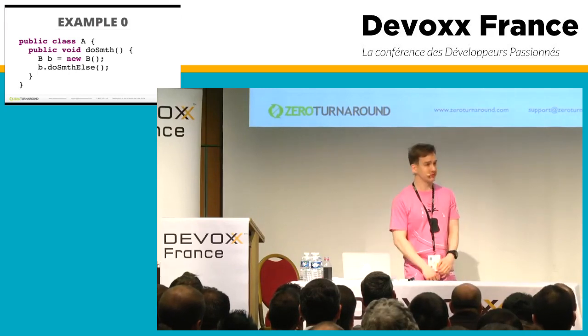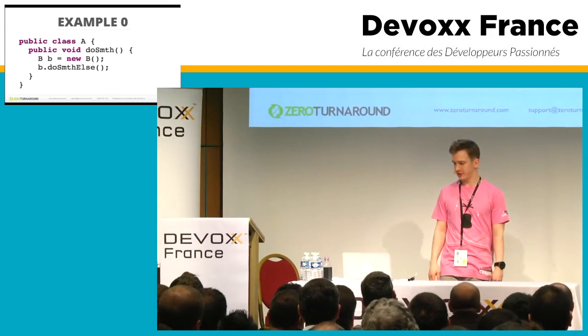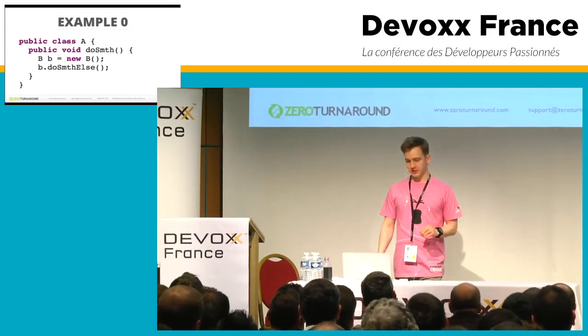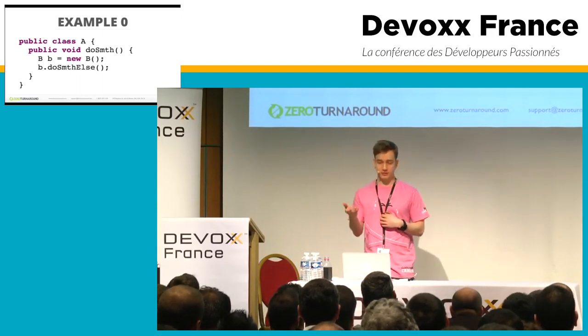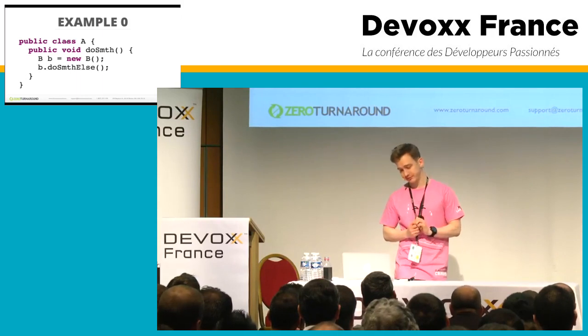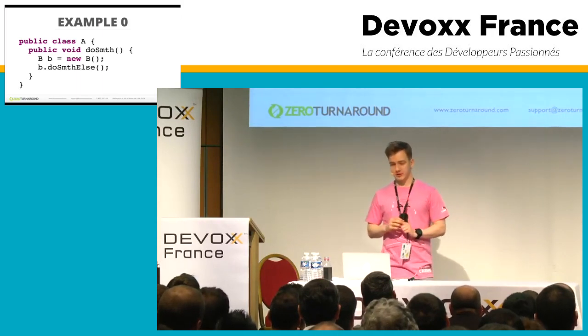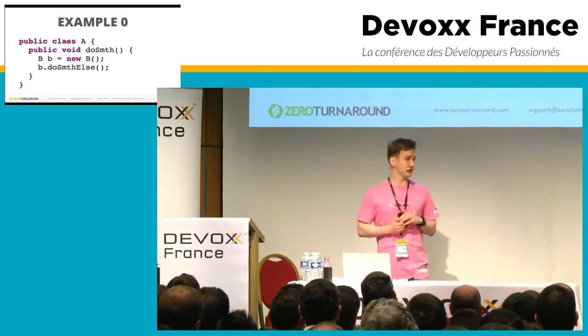So, a simple example: obviously incredibly simple Java code. But what happens here? We have an instance of class A, and when we call the method doSomething, it instantiates an instance of class B and does something else. So at first sight, nothing curious could happen in this code, right?